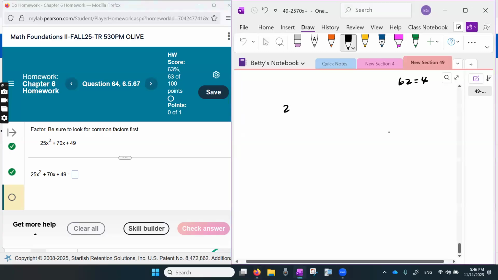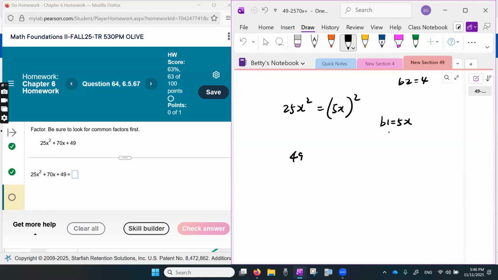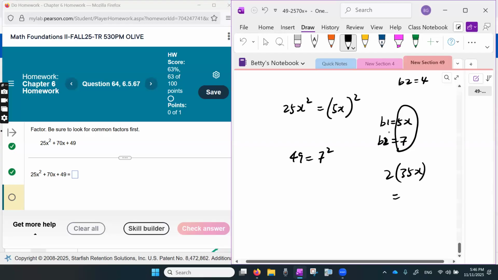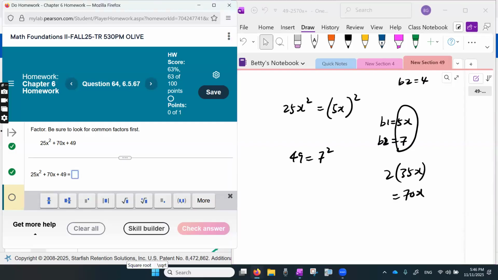And I noticed 25x squared is the square of 5x. So base 1 is 5x. And the last term, 49, is 7 squared. So base 2 is 7. If we multiply the two bases together, 5x times 7, 35x. Double 35x, 70x. 70x is in the middle. So yeah, this trinomial is a perfect square trinomial. The factorization would be square of a binomial sum because the middle term is positive. Inside the parentheses, we have base 1 plus base 2, 5x plus 7.